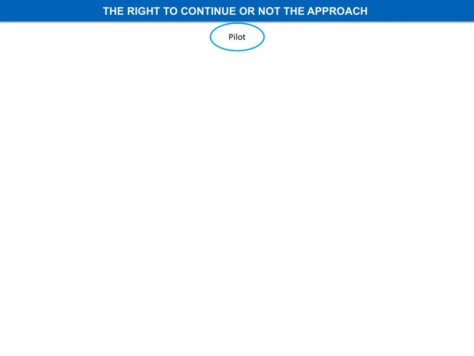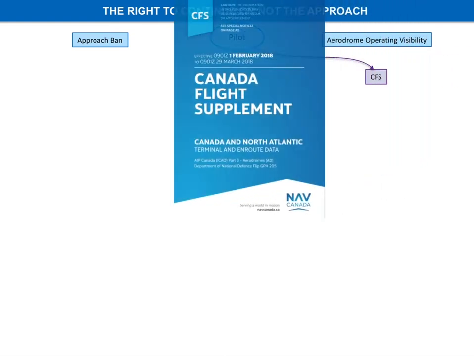The pilot must answer two distinct questions in no way related. The first question is whether we have a certified runway today or not, considering the reported visibility. The second question is whether we have the right to continue the approach beyond the FAF. So we begin with the CFS.